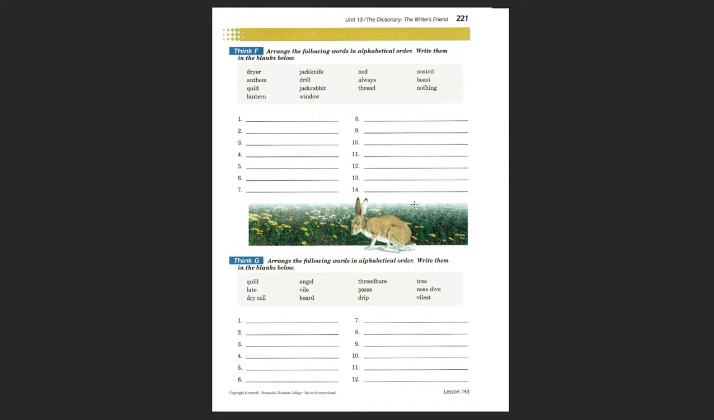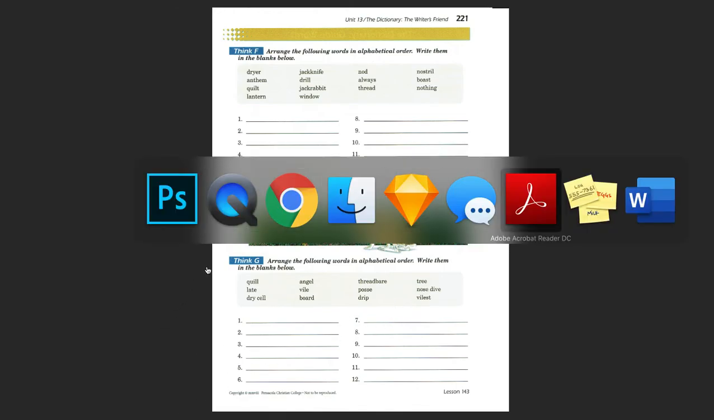All right, so that's not the next page. Let me pull it up here. Let's see.